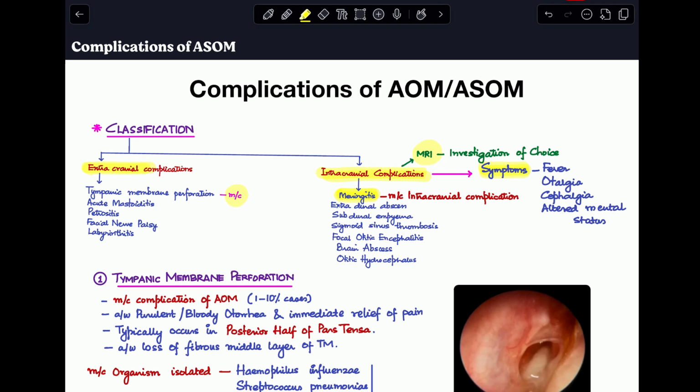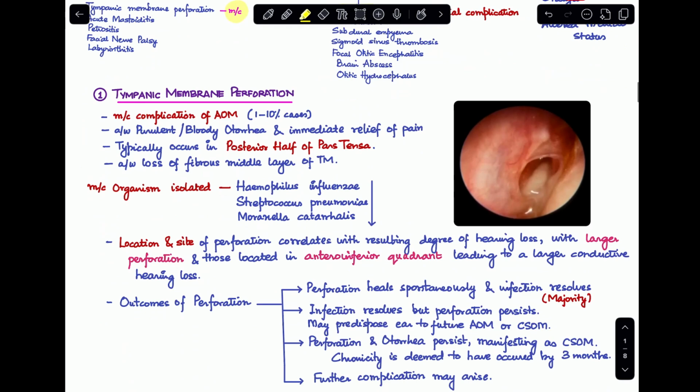Now let's start discussing each complication one by one. Let's start with tympanic membrane perforation. Tympanic membrane perforation is actually the most common complication of acute otitis media, seen in about 1 to 10% of cases. Because the tympanic membrane perforates, it is usually associated with a purulent or bloody otorrhea and an immediate relief of the pain that the patient has been complaining of.